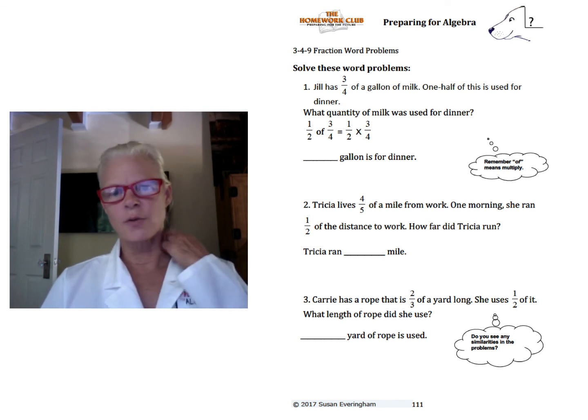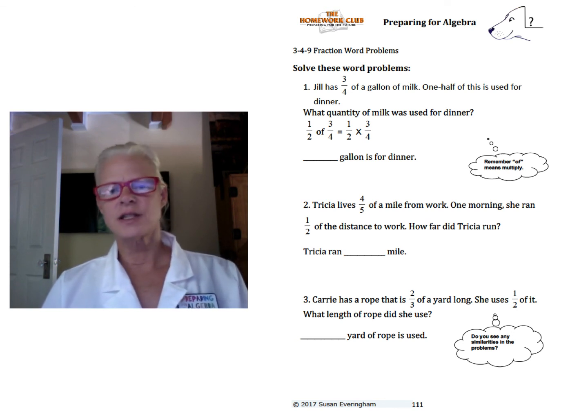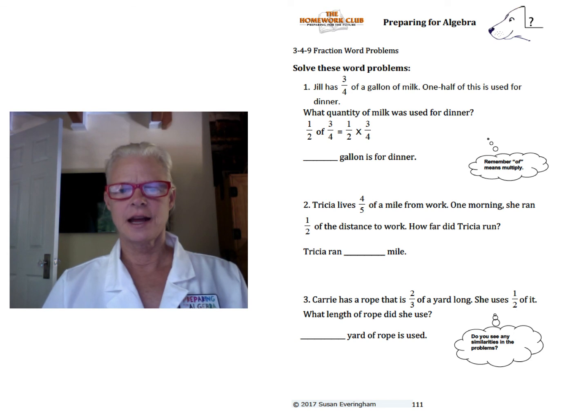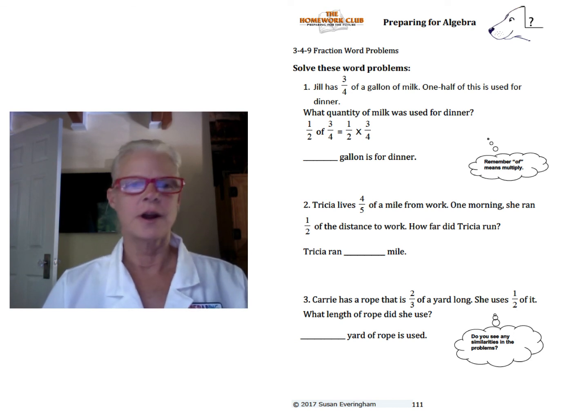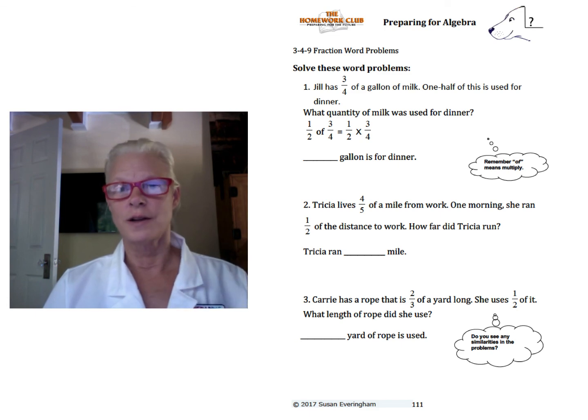Now Trish lives 4/5 of a mile from work, and one morning she ran half of the distance. So you think about half the distance of 4/5, right? How far did Trish run? You have to multiply that. So 4/5 times 1/2. I'll let you do the last one on your own. Okay, these are getting more fun as we go on.